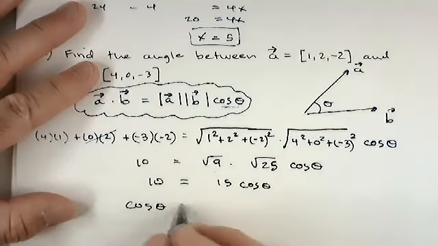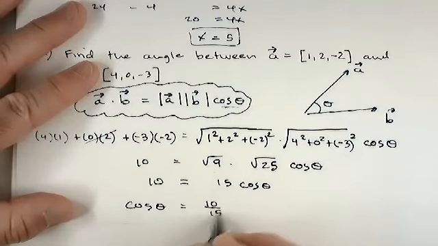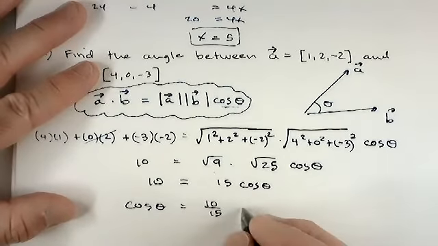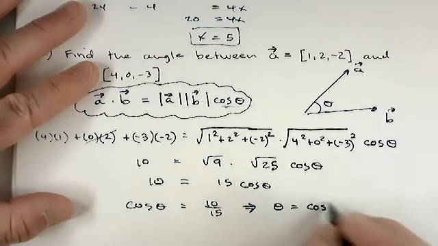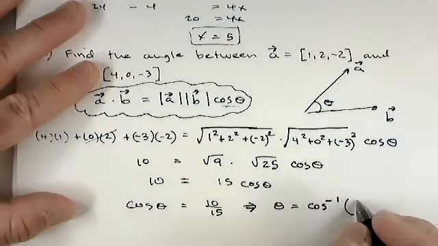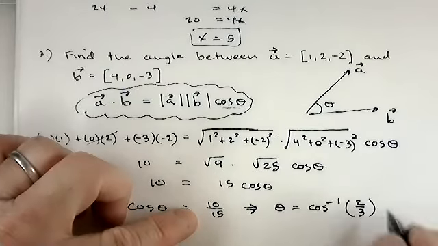So what I can see here is, if I isolate the cosine of theta, it would be 10/15 or 2/3. If I actually want to know what theta is, I would have to get a calculator out and do the inverse cosine of 10/15. I might as well reduce that, 2/3.